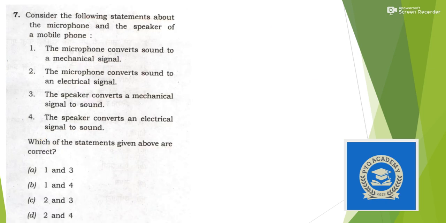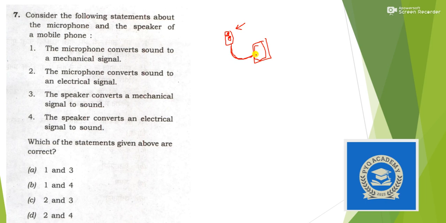Next question. Consider the following statements about the microphone and the speaker of a mobile. Again a very easy question. You don't need any concept for this. You just have to think, apply your logic, apply your common sense. Now the first option is that the microphone converts sound to a mechanical energy. First of all, sound is a mechanical energy. Suppose there is a microphone, and when you speak, that microphone is connected to electricity. That means here you are applying sound, and from here it is converted into electrical energy.